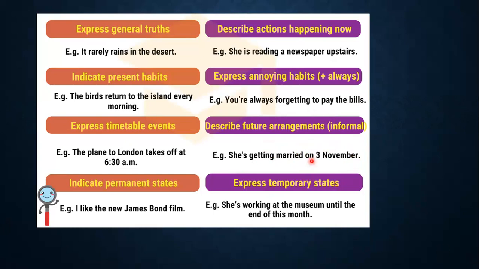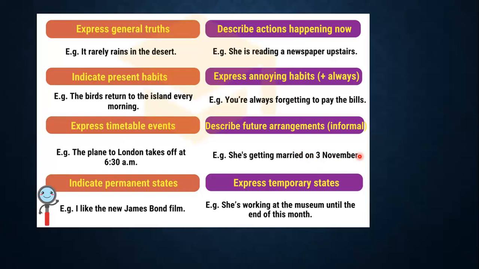She's getting married on November 3rd. De hecho, está mal escrito, November 3rd. Está diciendo que ella se va a casar el 3 de noviembre. Está describiendo un arreglo, ¿verdad? O una fecha futura en una forma informal, valga la redundancia. Express temporary states, como decía, temporary action, acciones temporales.